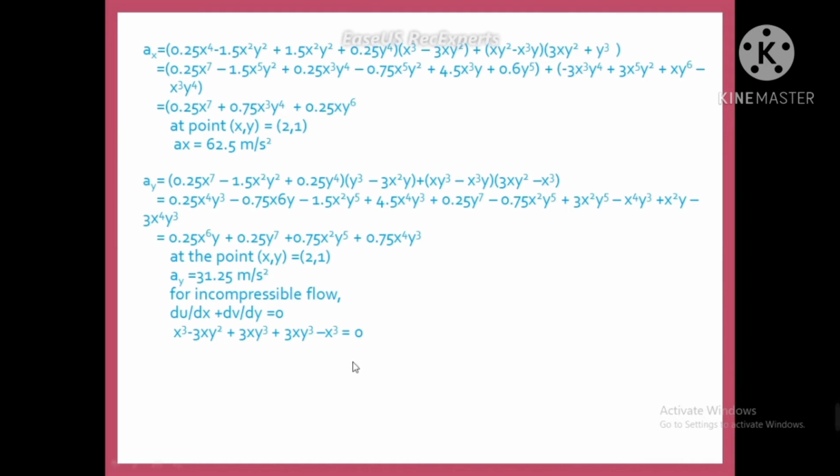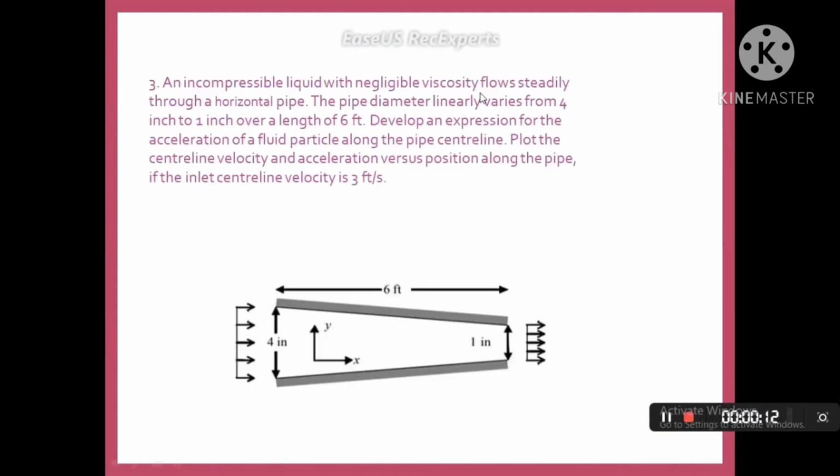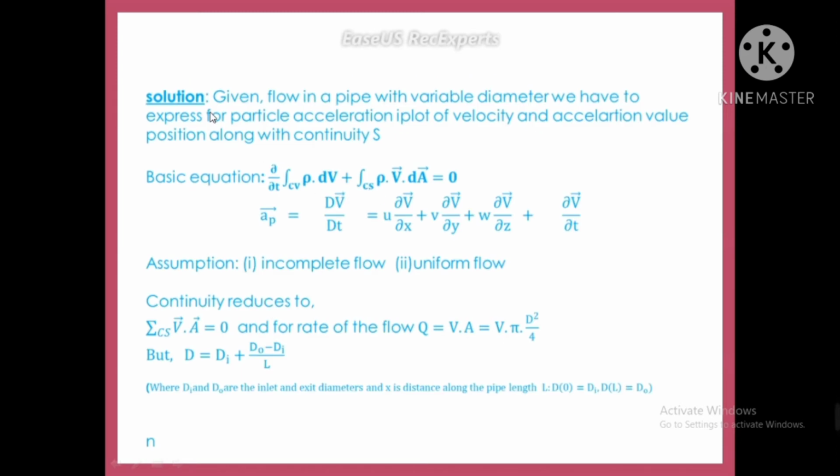Our third question is: an incompressible liquid with negligible viscosity flows steadily through a horizontal pipe. The pipe diameter varies linearly from 4 inch to 1 inch over a length of 6 feet. We have to develop an expression for the acceleration of a fluid particle along the pipe center line, and plot the center line velocity and the acceleration versus position along the pipe if the inlet center line velocity is 3 feet per second.